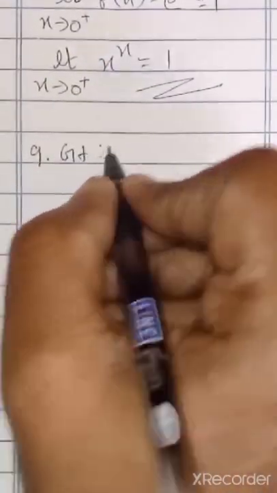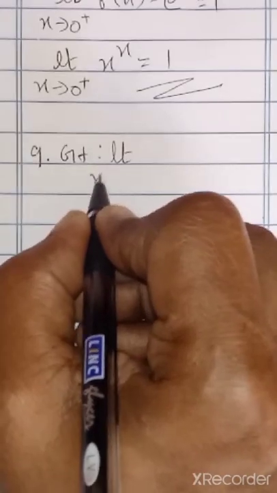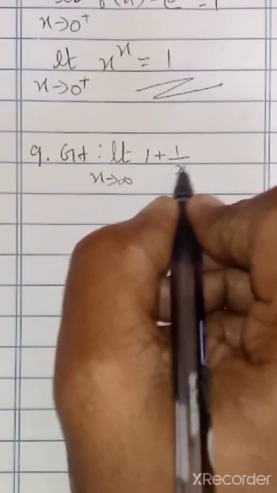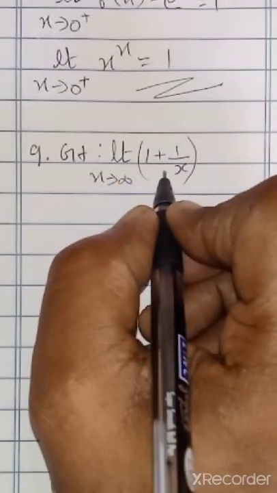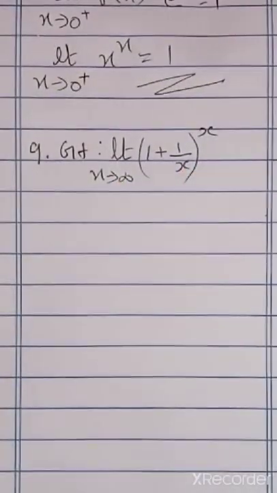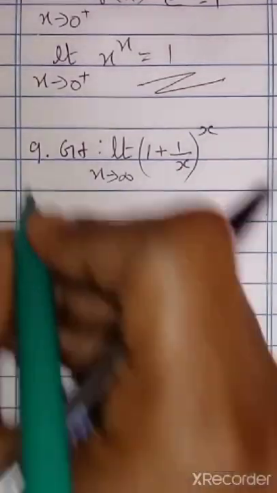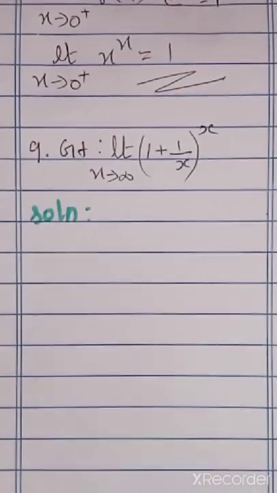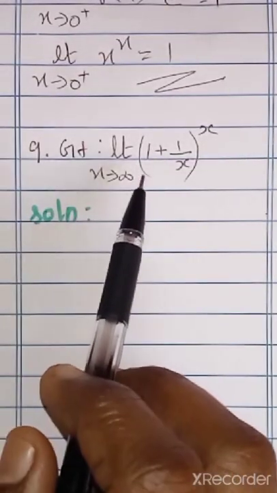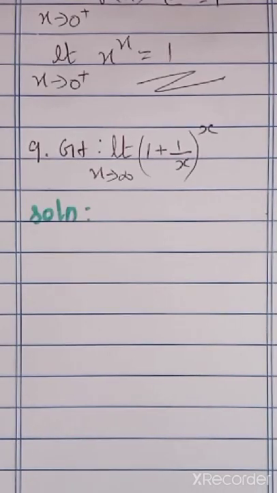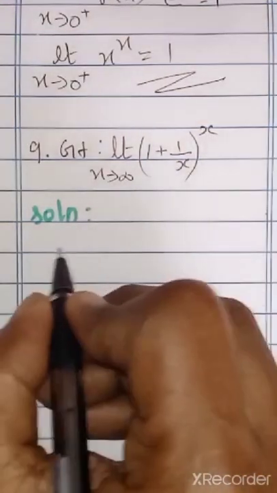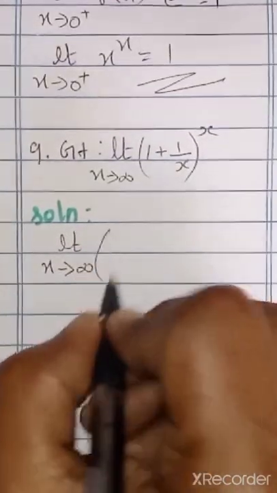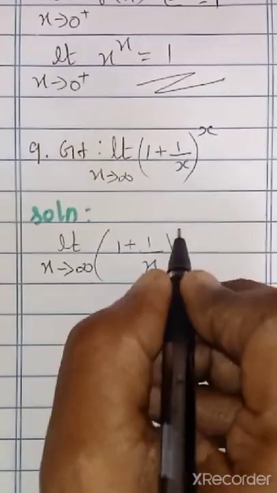So what is the question given? Limit x tends to infinity of (1 plus 1 by x) the whole power x. Since it is the whole power x, we have to take log. If you see this one, we have to substitute x equal to infinity. So x equal to infinity, this will become limit x tends to infinity (1 plus 1 by x) power infinity.